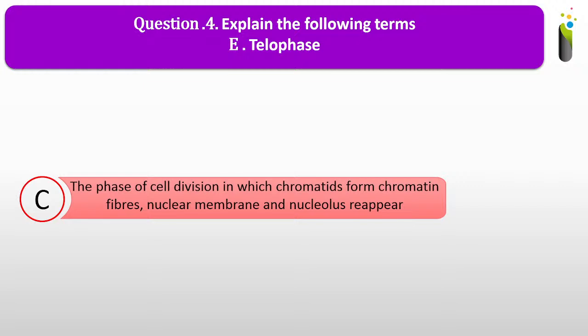So the correct answer for this question, that is telophase. It is the phase of cell division in which chromatids form chromatin fibers, nuclear membrane and nucleolus reappear. So remember this. This is very, very important. And also remember that all the changes that do take place in the telophase are exactly opposite to the changes that do take place in the prophase. Hi, Mr. Morgan. You're late, but you have answered it correct.